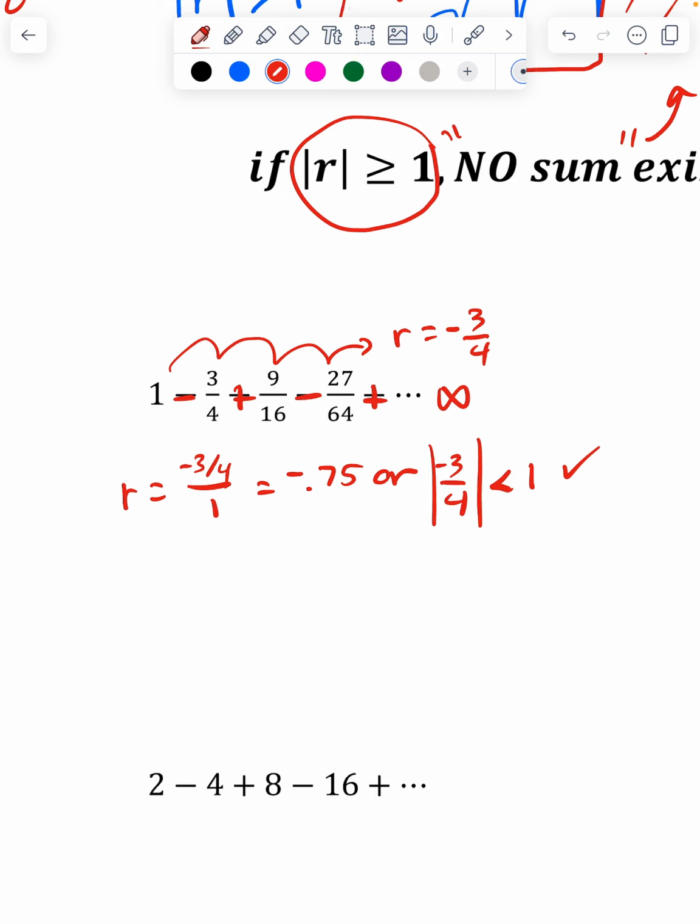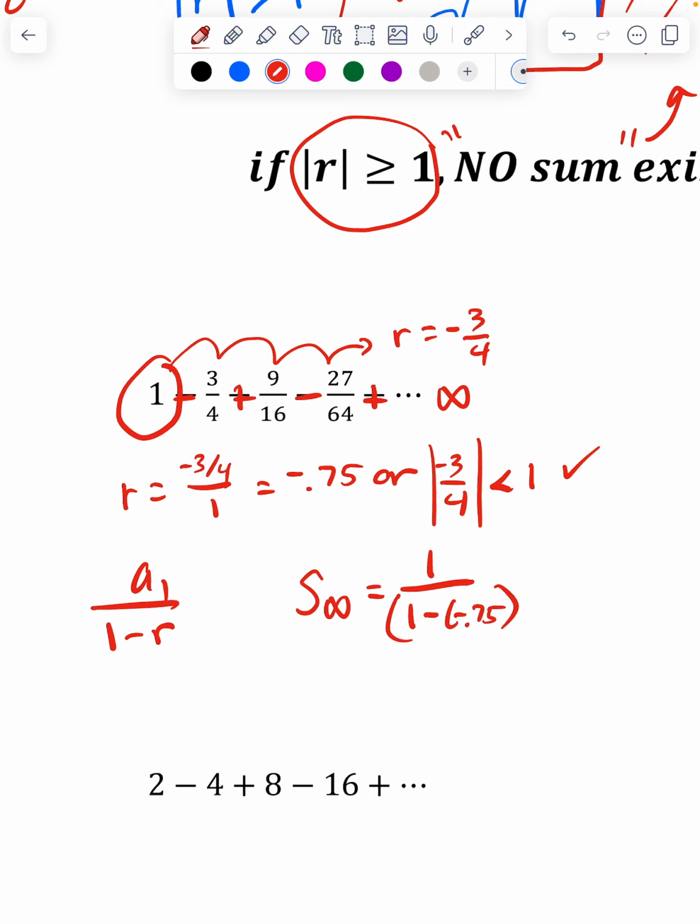So I know that I can use my infinite formula. It's geometric, it goes forever, and R is less than 1. So I'm going to need the first term, which I actually don't have to find. I can just copy it. I'm using my formula, A1 over 1 minus R. And I already found my R, and if it's easier, use your R as a decimal. So 1 minus is from the formula, but then my R is also a minus. So you would end up, in this case, adding them together. So I would end up with 1 over 1.75. And my answer would be 4/7 when I do that on my calculator.